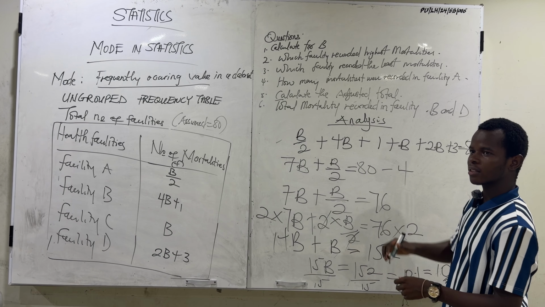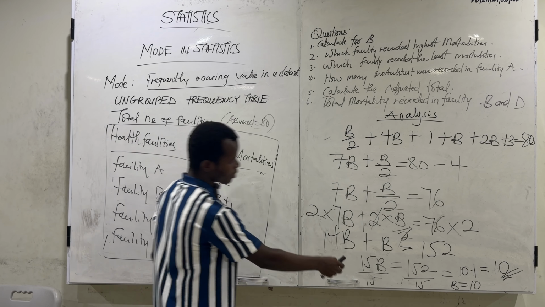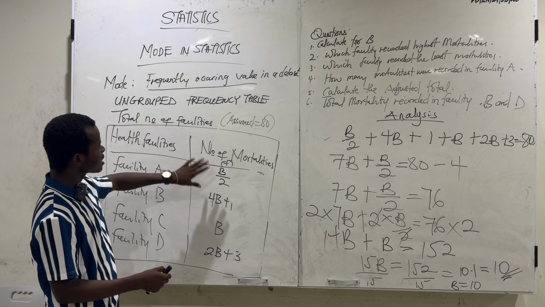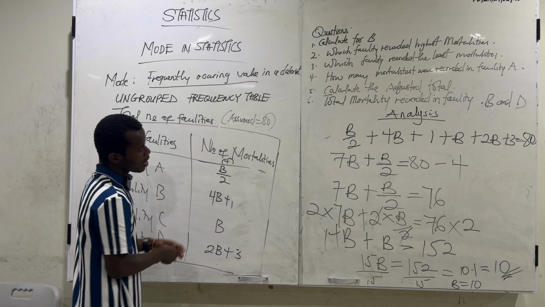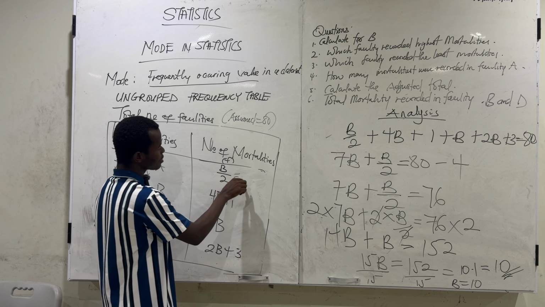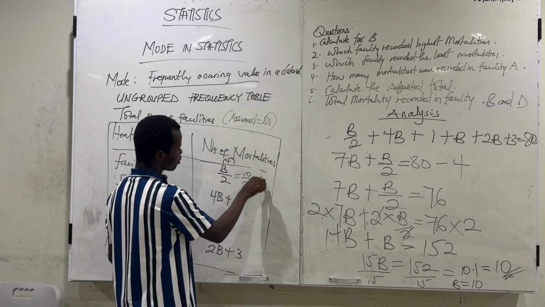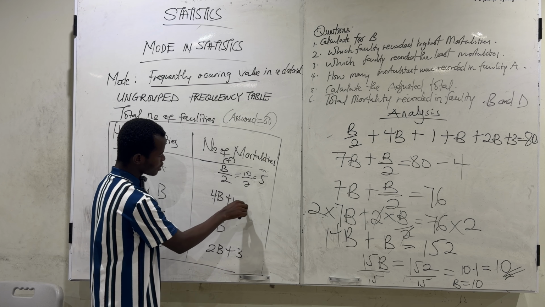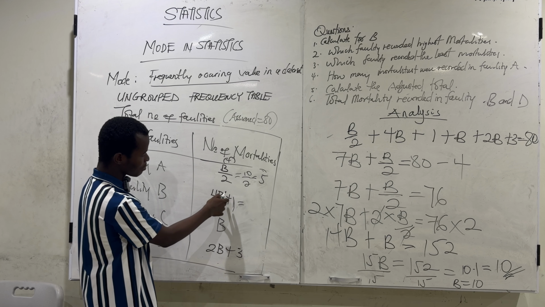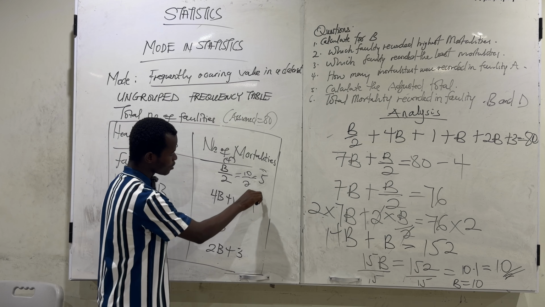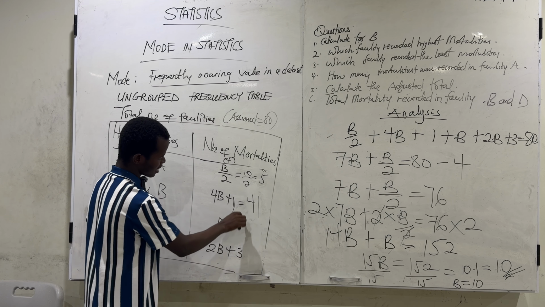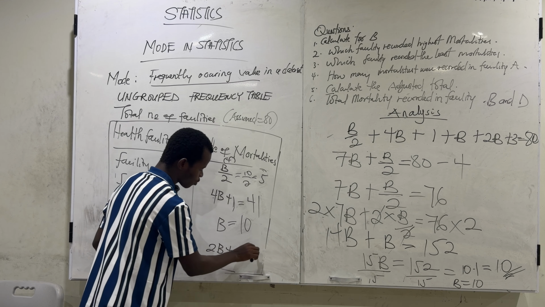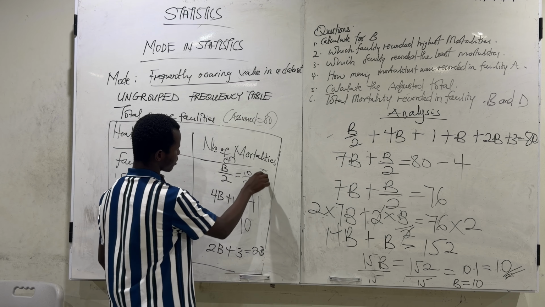I want to clear this part. Okay, so we've gotten our b here, so we can substitute it into the place in the number of mortalities. So the b is 10, and we are going to get 10 over 2 here, which is equal to 5. And then 4b plus 1, which is 4 times 10 plus 1, 41. And the b here is going to give us 10. And 2b, which is 2 times 10 plus 3, 23.